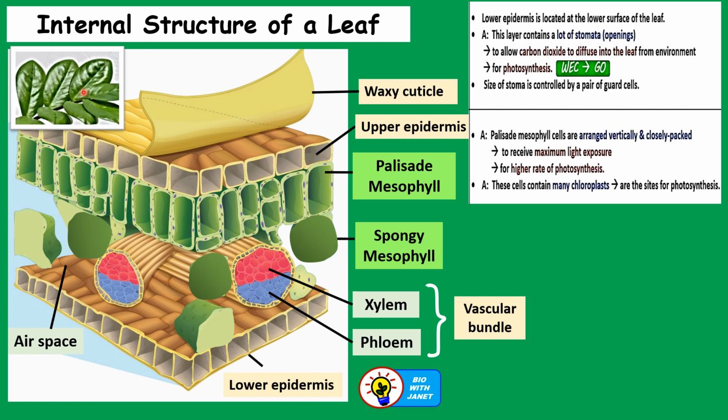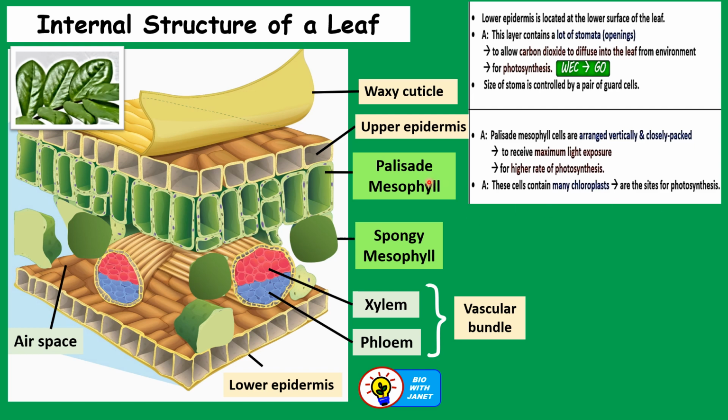Okay, so the upper surface of the leaf is more exposed to the sunlight compared to the lower surface, right? So to prevent excessive transpiration and water loss, there are fewer stomata on the upper epidermis compared to the lower epidermis. The size of the stomata is controlled by a pair of guard cells. All this will be explained later on also in subtopic 2.2. So remember, the stomata allow carbon dioxide to diffuse into the leaf when open for photosynthesis.